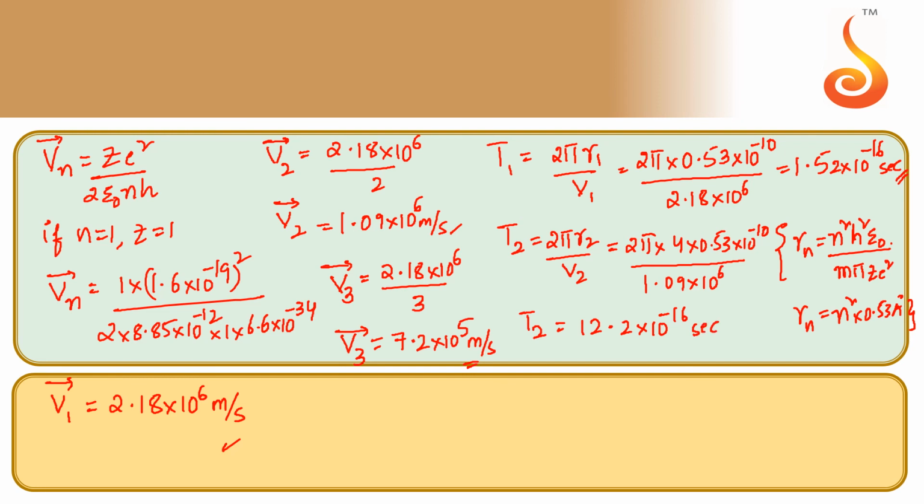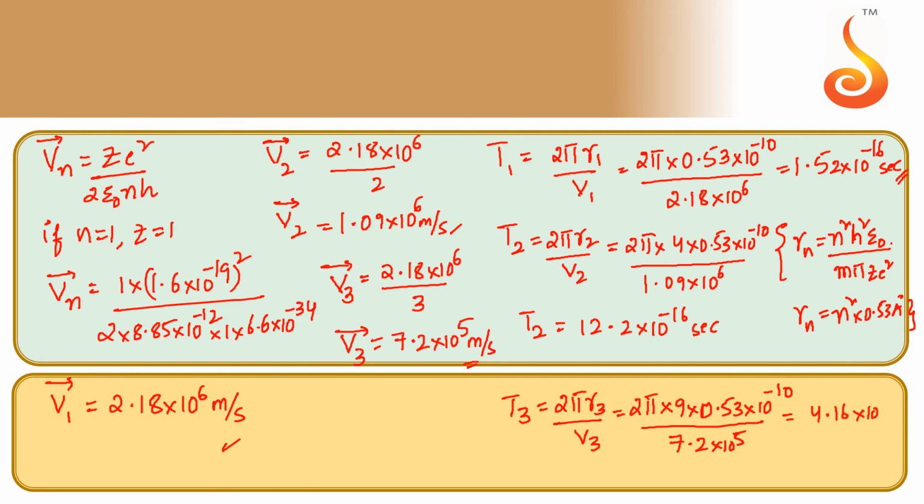And let us calculate the time period for the third orbit. T3 is equal to 2 pi r3 by v3, and r3 can be written as 3 square into 0.53 angstroms, meaning 9 into 0.53 into 10 power minus 10 by v3, which is 7.2 into 10 power 5. By solving it, we get 4.16 into 10 power minus 15 seconds.